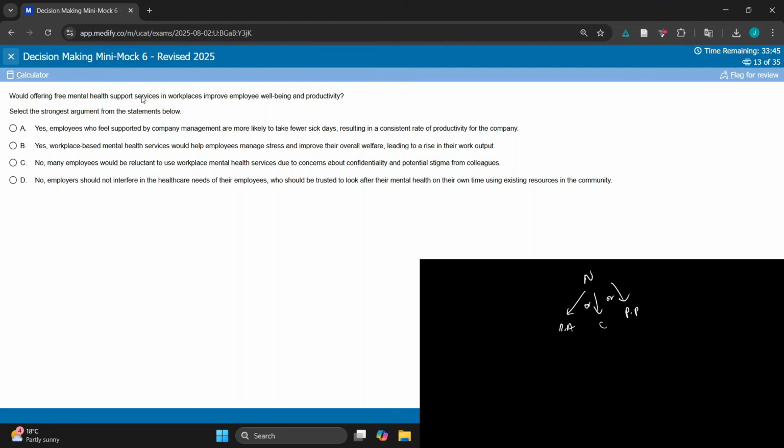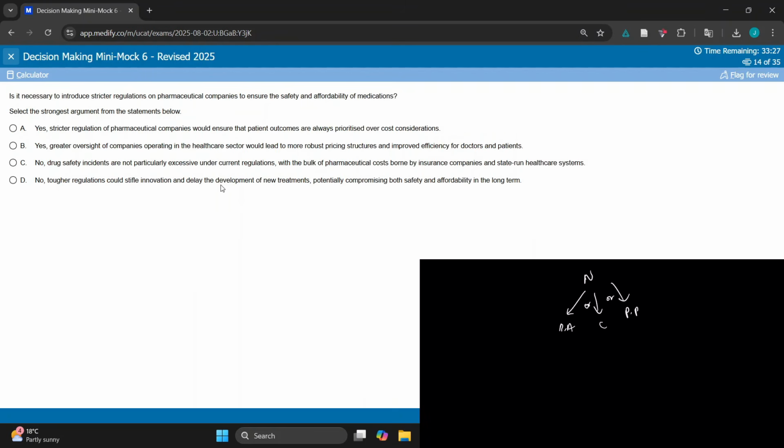Okay, so would offering free mental support improve employee well-being and productivity? Employees who feel supported by company management are more likely to take fewer sick days, resulting in a consistent rate. Okay, that talks about productivity. Manage stress. Okay, it could be this one. This talks about both. Stigma. Okay, that's not relevant. Okay, I think it's going to be B.